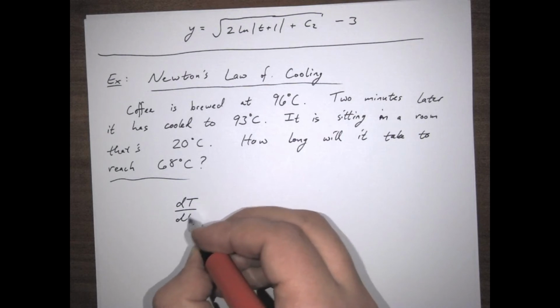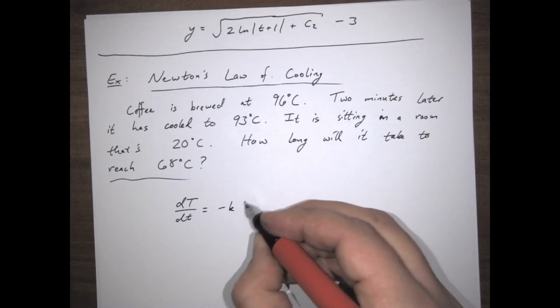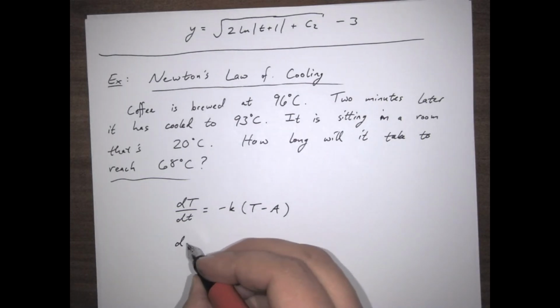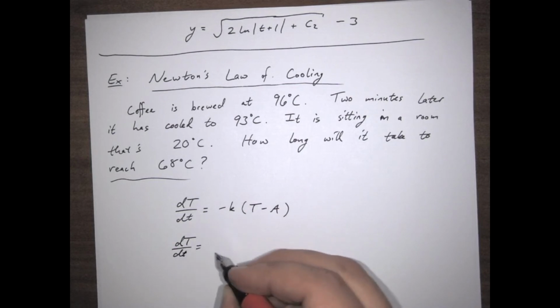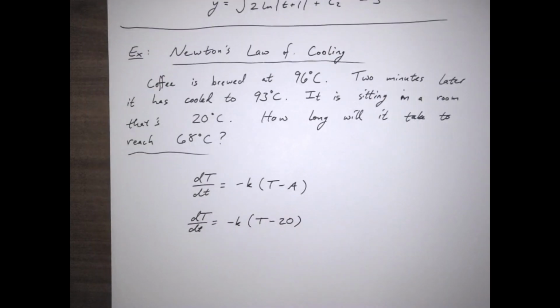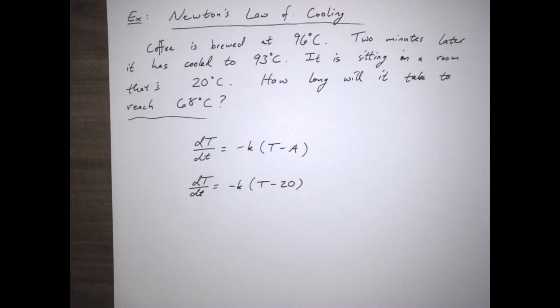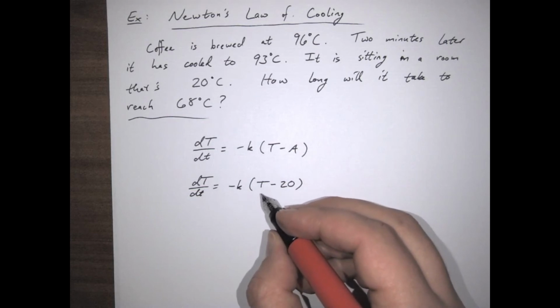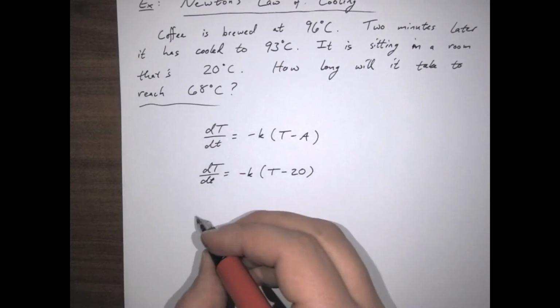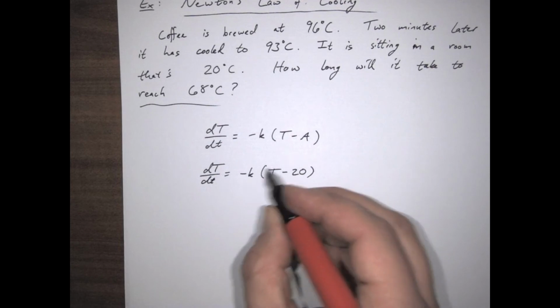So dT is equal to negative k times T minus A. So remember, that was Newton's law of cooling. All right, well, here we have some numbers we can put in. So T minus 20, the ambient temperature here is the room temperature, which is 20 degrees Celsius. So now this is a separable differential equation. And so what we can do is separate all the temperature T's to one side, and the lowercase t, the time, on the other side. So there isn't any lowercase t floating around here.